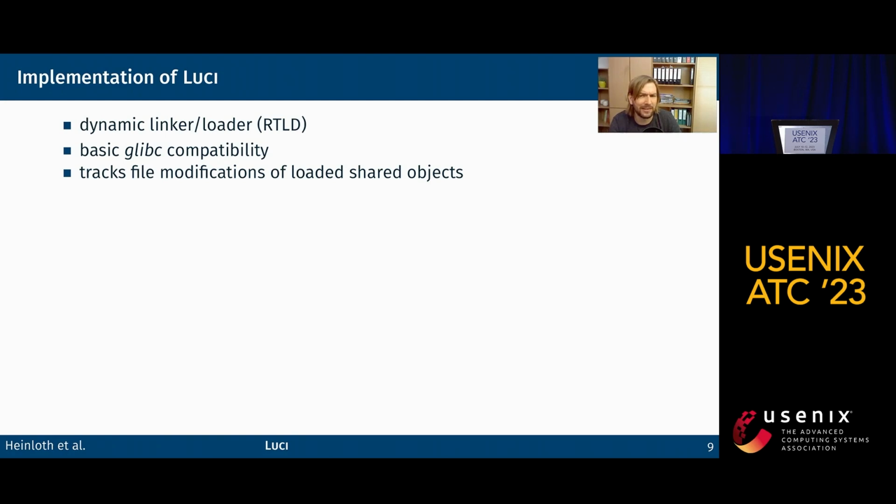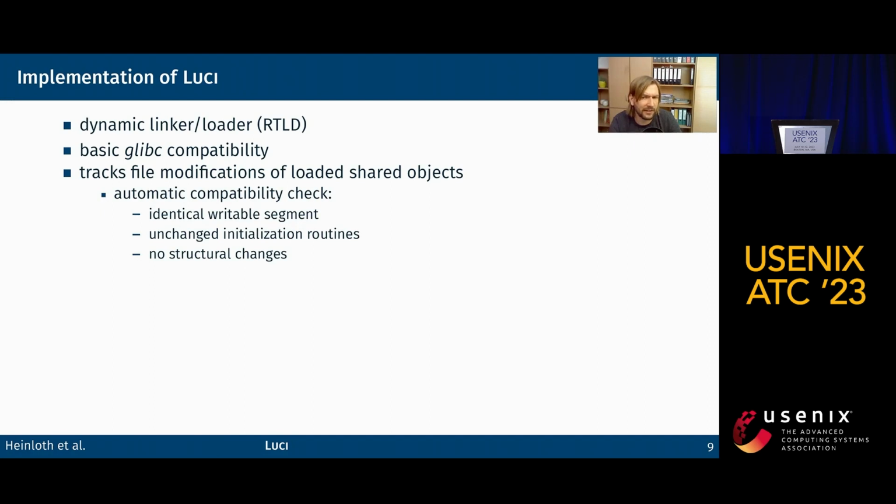Luci will automatically track modifications of all loaded shared libraries. If a change is detected, Luci will check if the writable sections are identical in terms of alignment, layout and contents, that the initialization routines have not changed, and the interface and types like enums and structs match. For this, it can also use the debug information when available. However, a hash of the required type fields is sufficient to check the compatibility, since debug information is not required for the update itself. Here we rely solely on the ELF metadata.